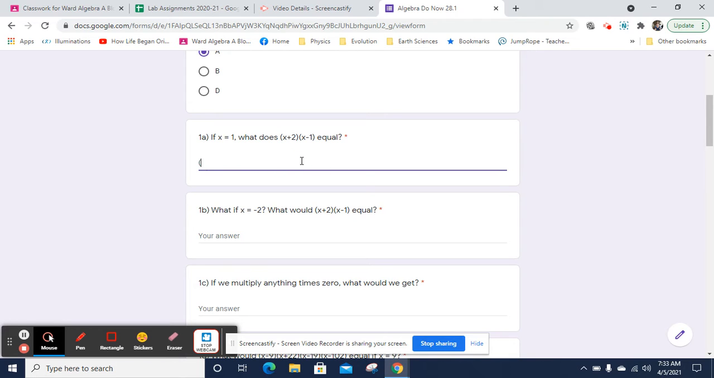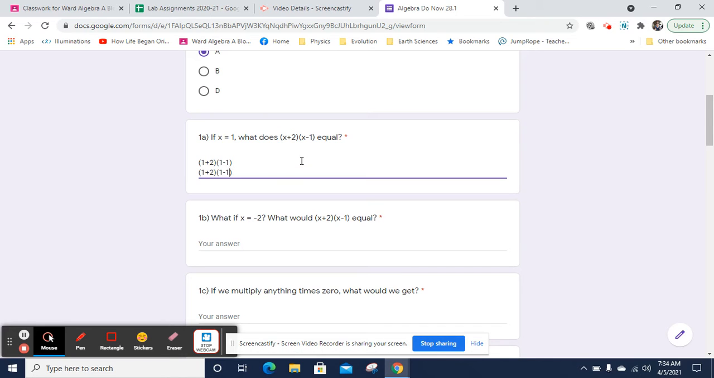Well, I could say x is 1, so that's 1 plus 2, and then 1 minus 1. You might immediately notice that I've got a 0 in there. 1 minus 1 is going to be 0. I don't even need to bother to work out that 1 plus 2 is 3. I mean, it is, but 3 times 0 is going to be 0. So I don't have to do a lot of work once I notice that if x is 1, one of these two factors, the x minus 1, becomes 0 because 1 minus 1 is 0.